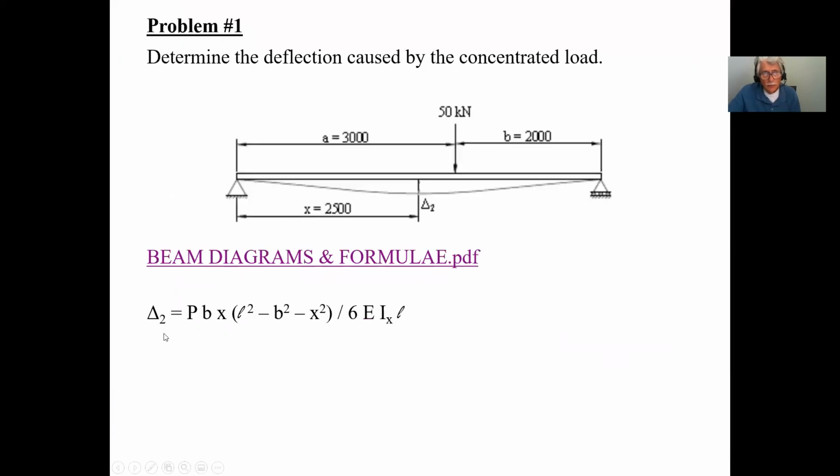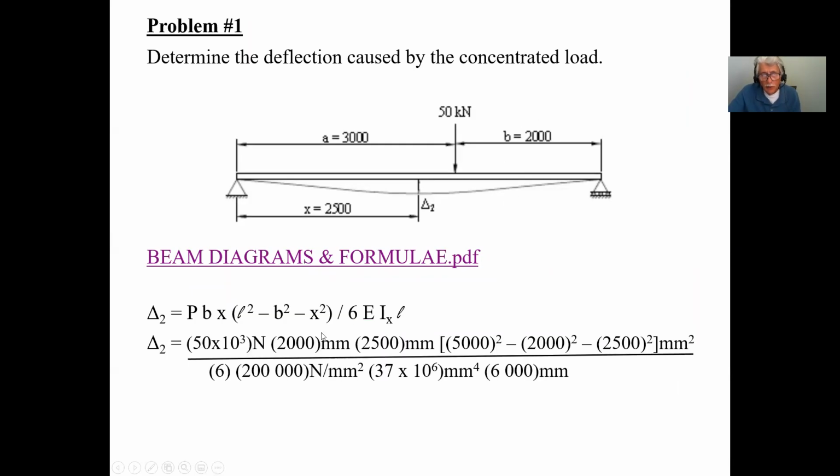So there's my equation, P B X over, L squared minus B squared minus X squared. And again, there's my A value. My X value is at the midspan, 2,000, so X is less than A, so I don't have to modify anything here. Therefore, that becomes my B value. And therefore, I put in all the numbers.